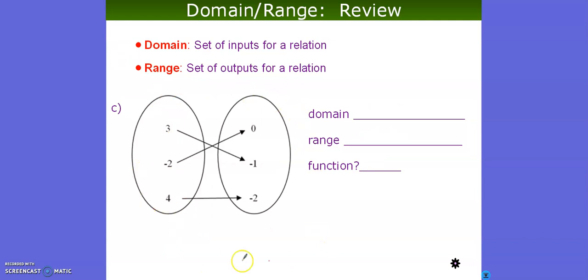Next, we have mapping. Remember, the first oval or circle or rectangle is going to be your x value or your input. And the second would be your y value. So we'll take a look at this. Our domain here is just our list of x's. So -2, 3, and 4. Our range is 0, -1, -2. And it is a function because I don't see any x values repeated.